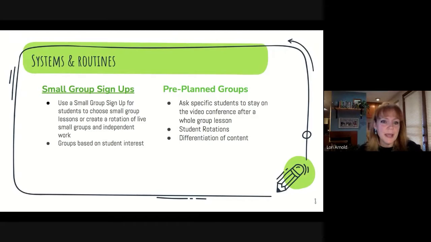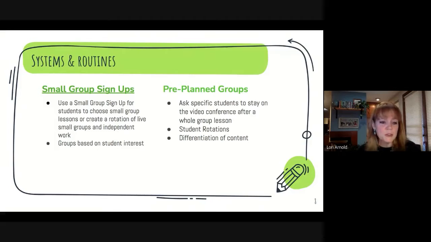So some of the ways that you can set up your small groups is you can use a sign up. You can have students sign up for a topic or way that they want to work. So you can set up your groups that way. You can do it on interest. So you can use interest charts or pretty much any way that you would set up a small group within your face-to-face classroom, you can make that apply over to when you're doing virtual or hybrid.